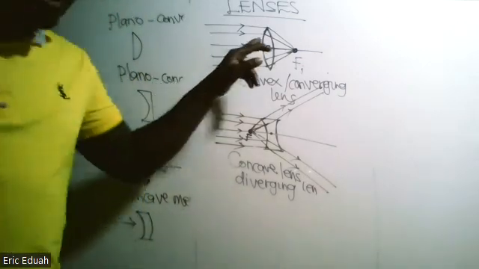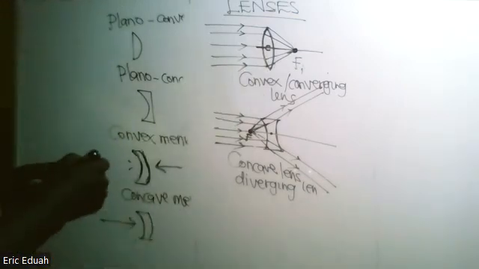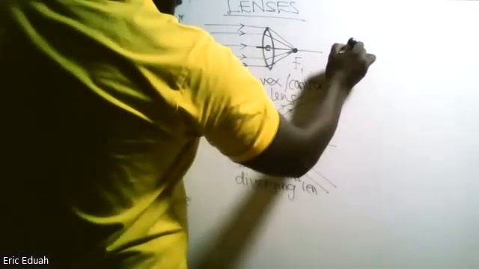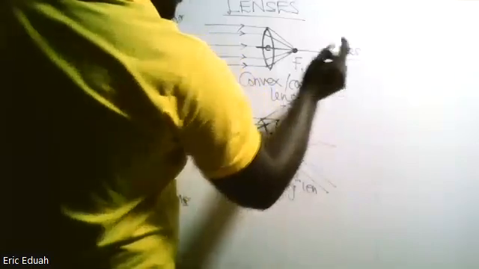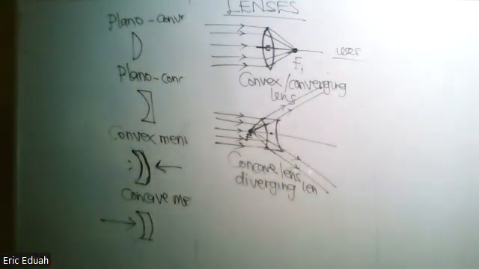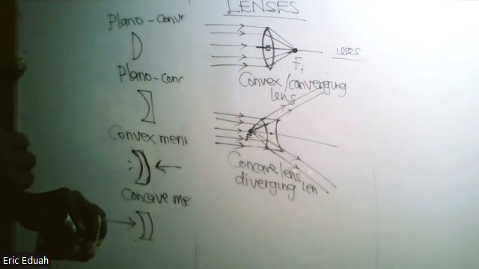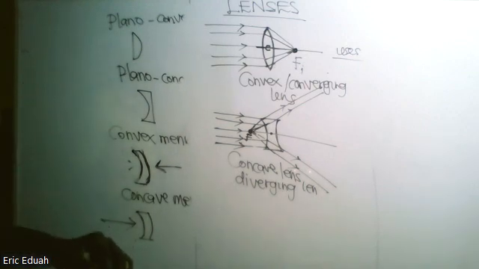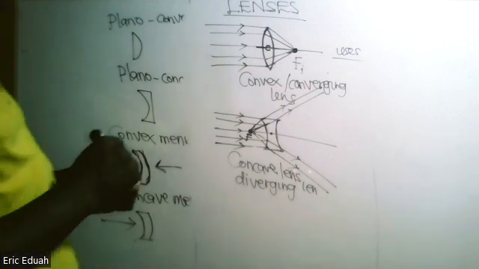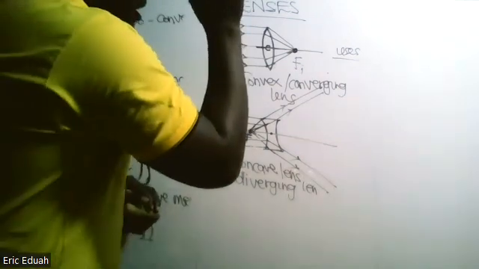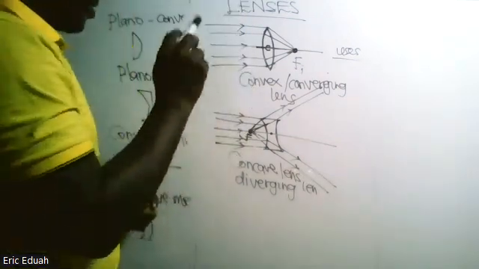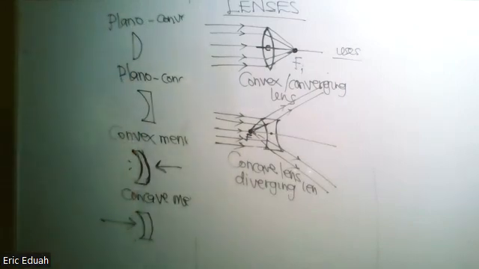Now, please, uses. Let's look at uses of these things. I will skip this and want you to read on the uses of the lenses: convex, concave, and the plano.